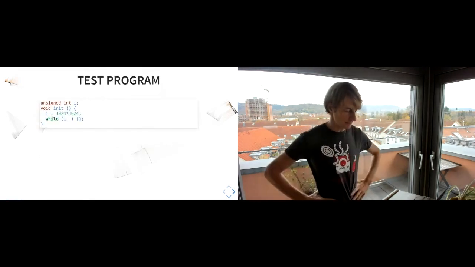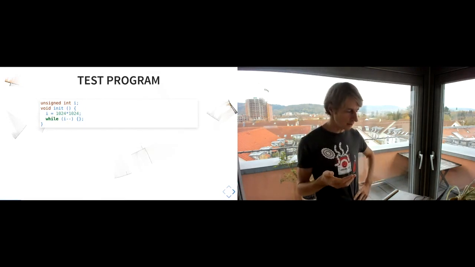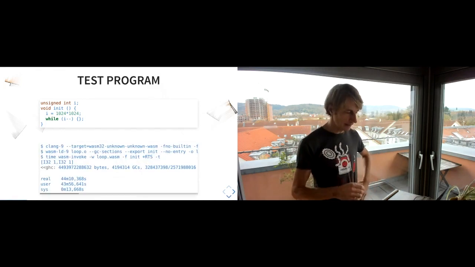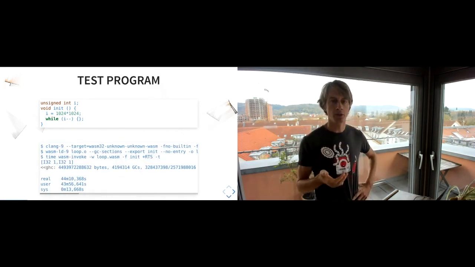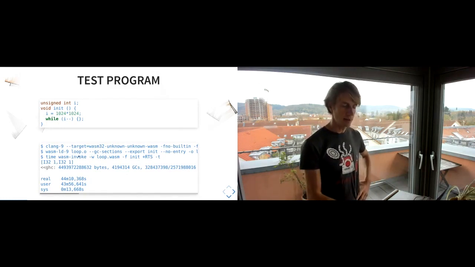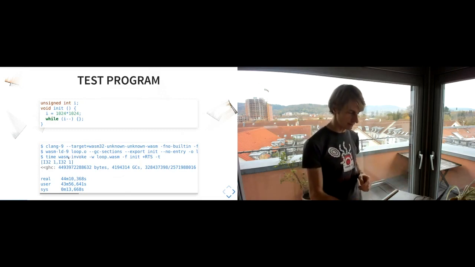So I wrote a small test program. This is written in C. It just counts down from a computer scientist's million to 0, and does nothing else. I can compile this using Clang to a WebAssembly program, and then run it using the wasm-invoke program that is part of the Winter Haskell package. So this is the program that's written in Haskell.